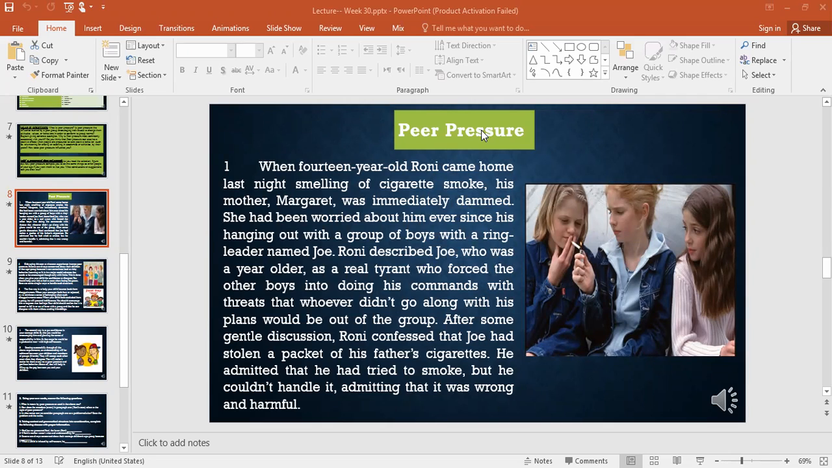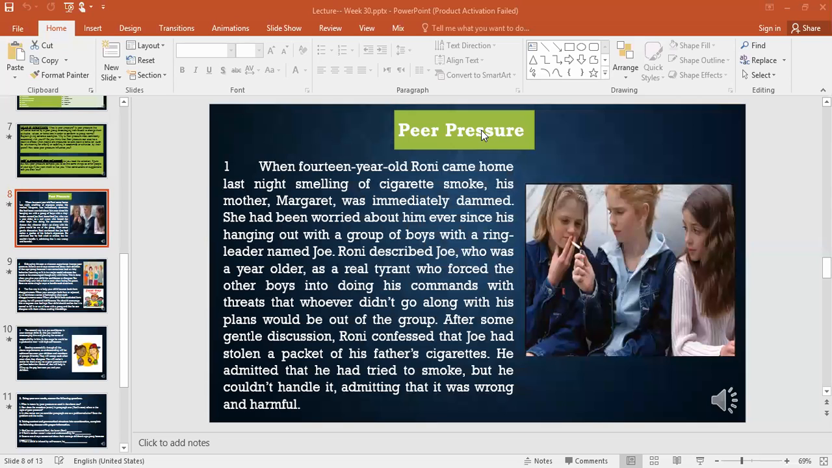After some gentle discussion, look here, what did they say? They said gentle discussion, okay? So his mom was very open-minded, very calm, very quiet, very wise. Did she try to shout or to insult Roni? No. They said after a gentle discussion. This shows that a teenager needs someone very quiet, very calm to talk to him.